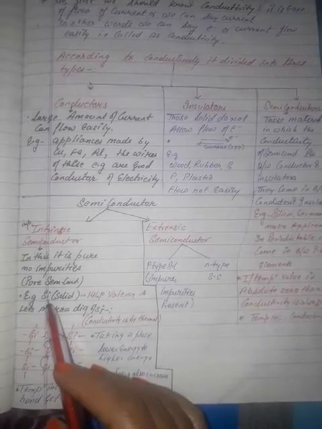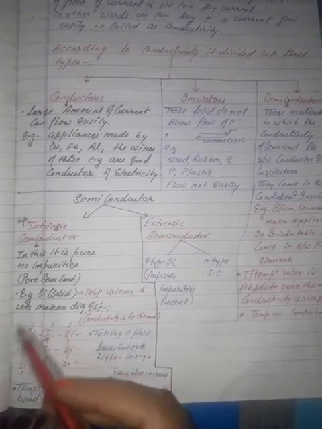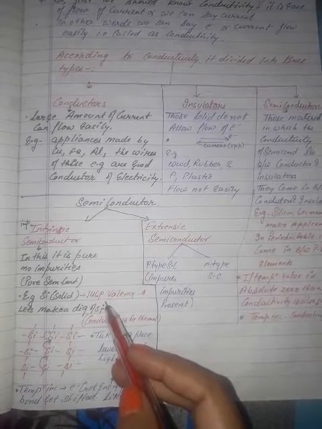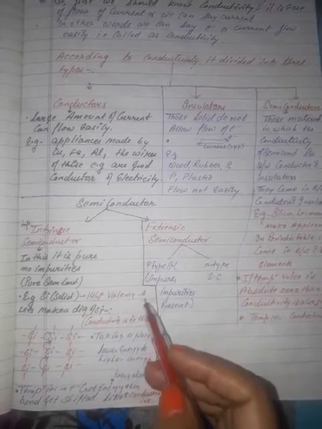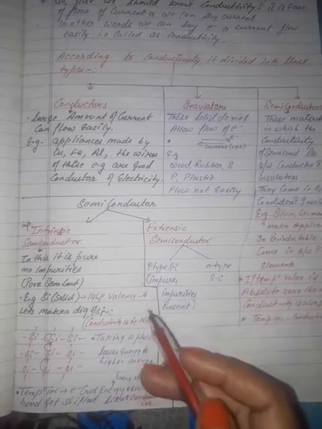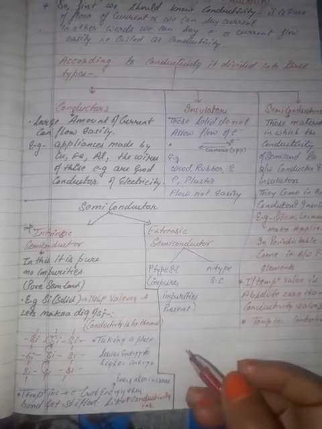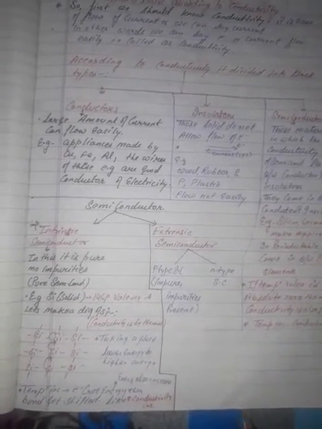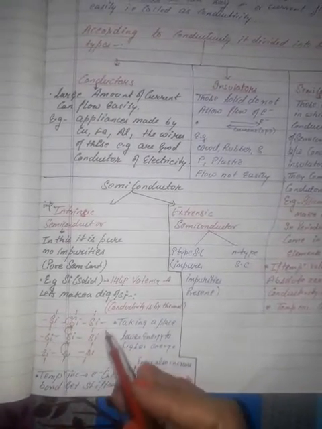For example, we are using silicon, and mainly we are using group 14 elements here. When we are using group 14 elements, the valency is also 4. Now one thing is very important in intrinsic. We are making this diagram of silicon.